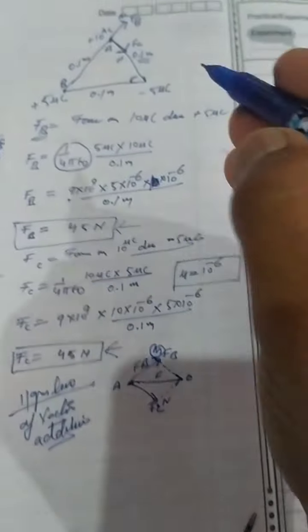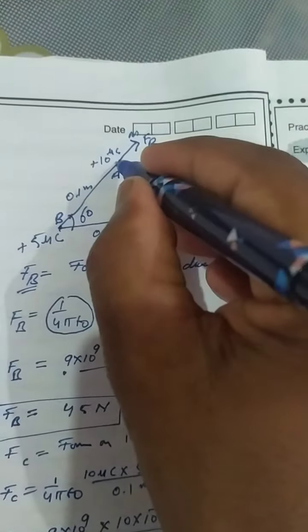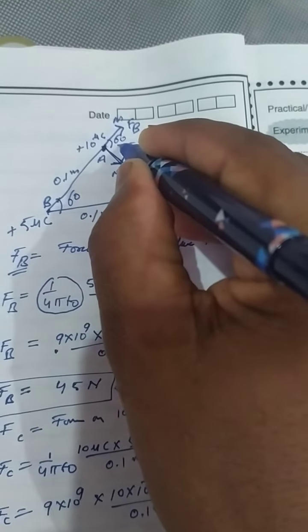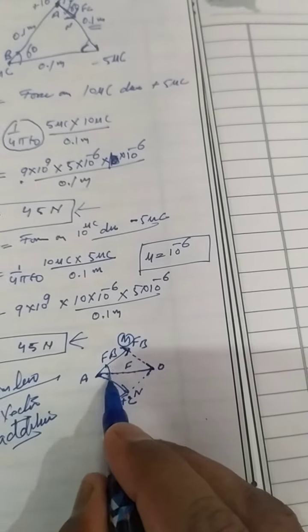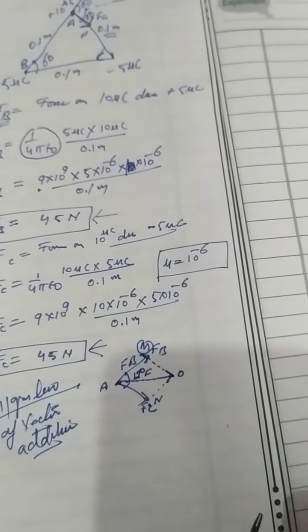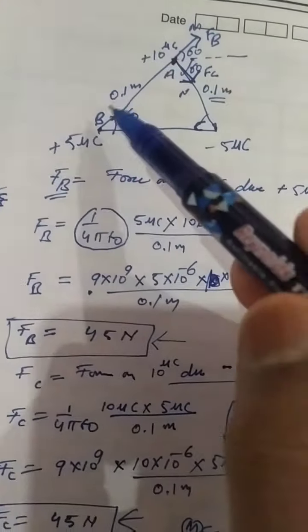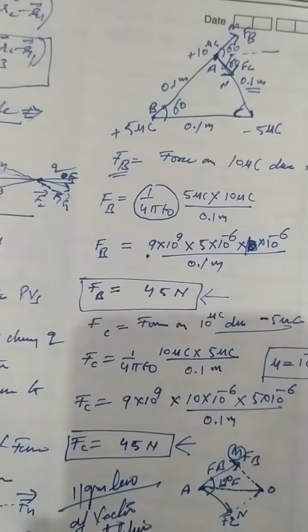Again, as you know this angle is 60 degree, so this is also 60 degree, and this is 60, so this is also 60 degree. So what is the angle between the forces? It is 120 degree. The angle between the two forces is 120 degree because an equilateral triangle has each angle of 60 degree.